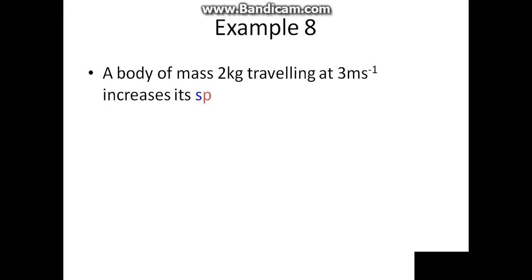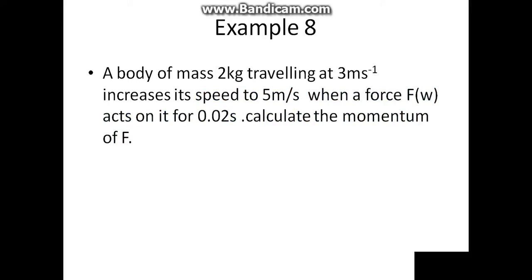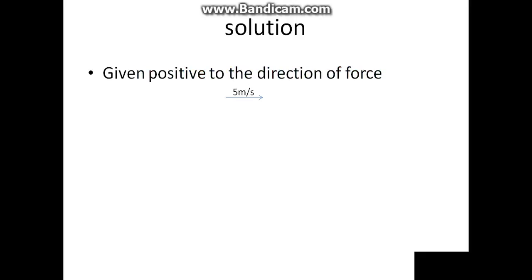Example 8. A body of mass 2 kg traveling at 3 meters per second increases its speed to 5 meters per second when a force F acts on it for 0.02 seconds. Calculate the force. Solution. Looking at the diagram, giving positive to the direction of force, a body of 2 kg is moving with 3 meters per second and a force is applied for 0.02 seconds, making the body increase the speed to 5 meters per second. We are asked to get the force. We know that from momentum, Ft is equal to mv minus mu.